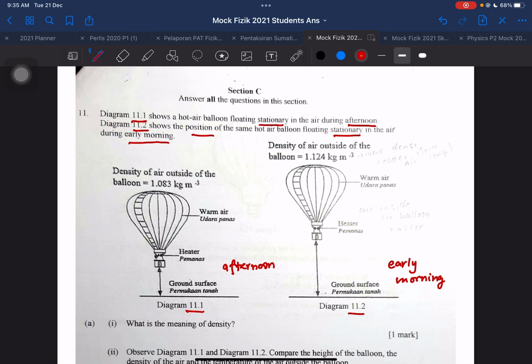Okay, the first question asks you about the density. So density, you need to memorize this. Density equals mass over volume. If you write like this, you can also get the mark already. If you want to use the formula, write density equals m over v. Make sure you define where m is mass and v is volume. So this will be 1 mark. Don't get confused with the symbol.